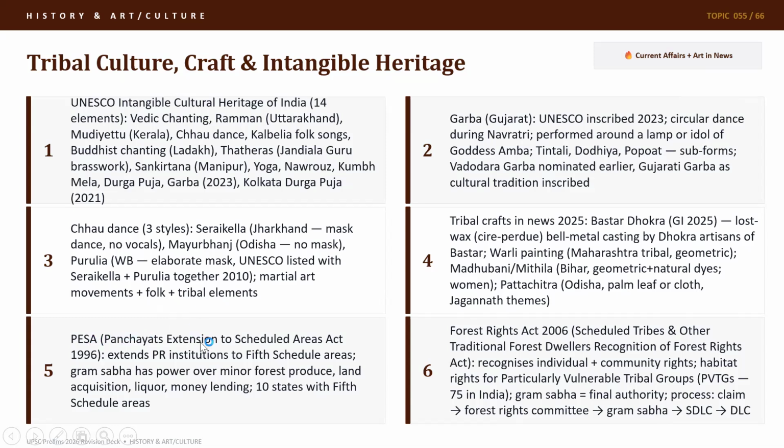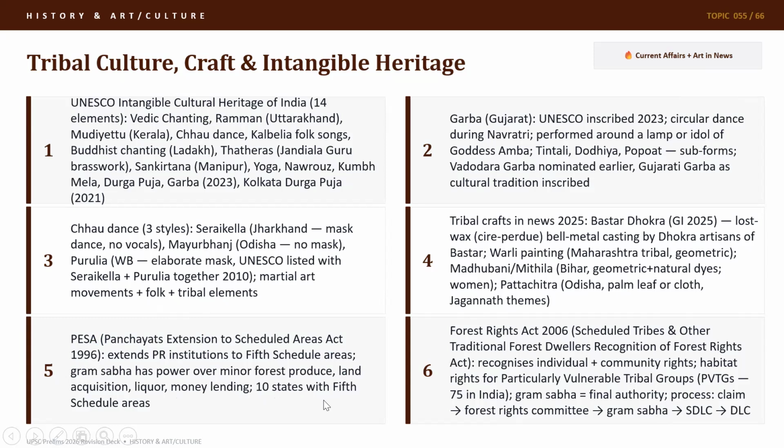PESA Act, Panchayat Extension to Scheduled Areas Act 1996, extends Panchayati Raj institutions to Fifth Schedule areas. Gram Sabha has the power over minor forest produce, and land acquisition, liquor, money lending, etc. All of this is governed by the Panchayati Raj institutions. 10 states with Fifth Schedule areas.